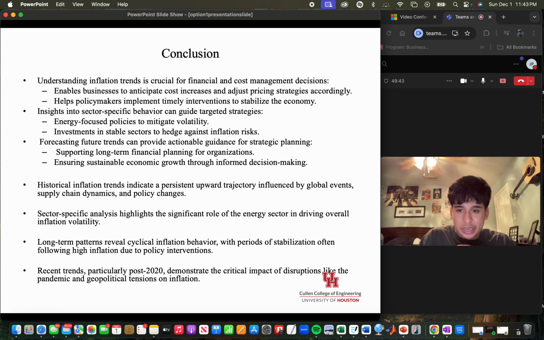Historical inflation trends indicate a persistent upward trajectory influenced by global events, supply chain dynamics, and policy changes. Sector-specific analysis highlights the significant role of the energy sector in driving overall inflation volatility. We talked about this. Long-term patterns reveal inflation behavior with periods of stabilization often following high inflation due to policy interventions. And recent trends, COVID particularly, demonstrate the critical impact of disruptions like the pandemic and geopolitical tensions on inflation.